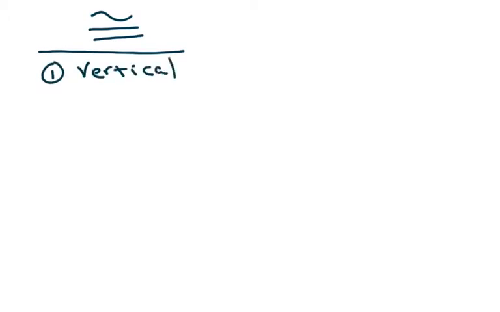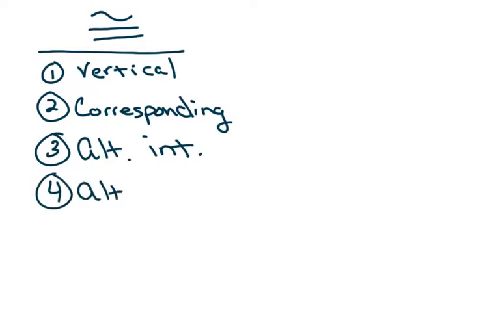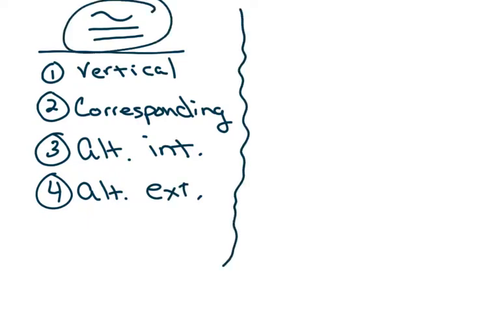So in recap, there are 4 congruent angles. We have vertical angles. We have corresponding. We have alternate interior angles. And we have alternate exterior angles. These 4 angles are congruent. So that relationship of angles, the measures are the same.